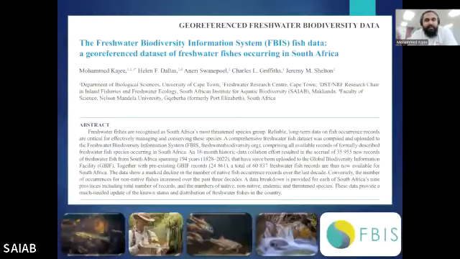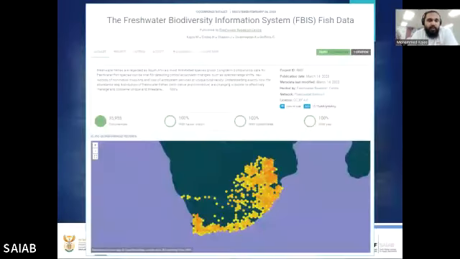The very first paper from my PhD was just a description of the data set. So this was published in the Journal of Limnology. And in addition to just describing the data set, we were also able to publish our data on the GBIF platform. So it's now currently housed on 2 platforms publicly available. Firstly, the FBIS, and then secondly on GBIF.